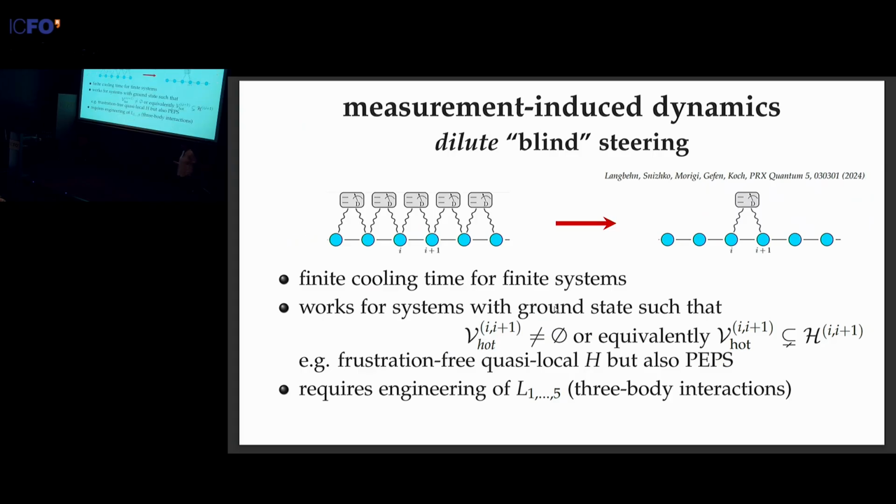So the achievement so far is we have finite cooling times for finite systems. It works provided we have this partitioning of the state space into hot and cold, which corresponds to frustration-free quasi-local Hamiltonians, but also PEPs. In essence, whenever you can well describe a system by an MPS, then you can use this cooling protocol. But it requires engineering of still three-body interactions. So not 4 or 5, but not just 2.